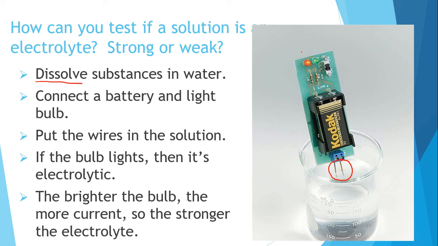So I have 2 bulbs, a red one and a green one. If the red one only lights up, it's medium. If both light up, it's a pretty strong electrolyte. If neither one lights up, it's not going to be as strong of an electrolyte. So this is what we're going to be doing tomorrow in class.